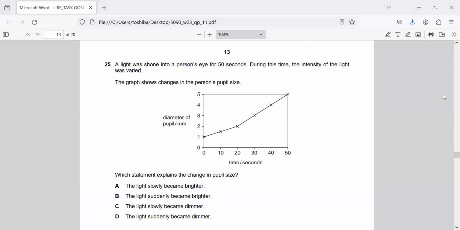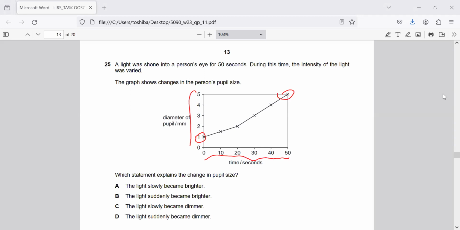This is question number 25. A light was shown in a person's eye for 50 seconds. During this time, the light intensity was varied. The graph shows the changes of person's pupil eye. This is the diameter of pupil. This is the time. Which statement explains the change in size in pupil? The pupil size initially was 1, then it increased to 5. Diameter by millimeter. Option A says the light slowly become brighter. Okay, option B says the light suddenly become brighter. Option C says the light slowly became dimmer.